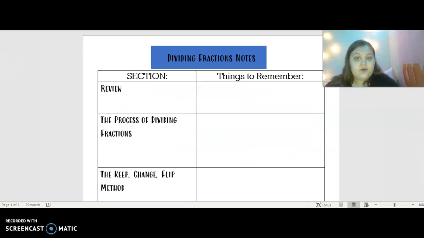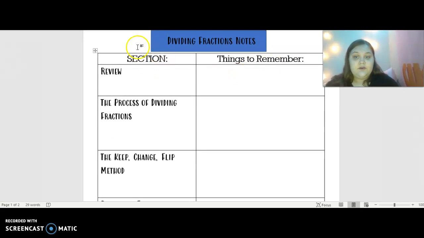The next thing I want to go over is our note sheet. So I created this note sheet for your own use. This is, again, not a grade. I broke it down into sections and things to remember. So in this part, you'll see that I have the sections, and these are the sections that are in our PowerPoint later for our notes.